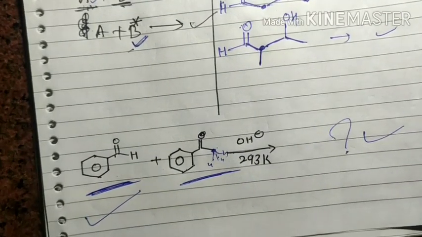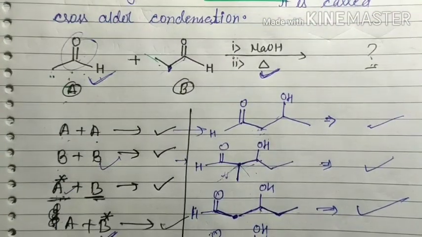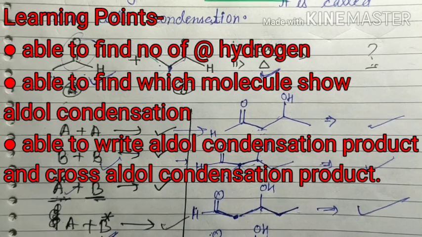So I hope this is enough for today, and I want to recall all the concepts. The first concept is that you should be able to count the number of alpha hydrogens. You should be able to form the enolate, and after formation of the enolate you should try to form a bond between 2 aldehydes, 2 ketones, or 2 different aldehydes or ketones. So this is all about the aldol and cross aldol.